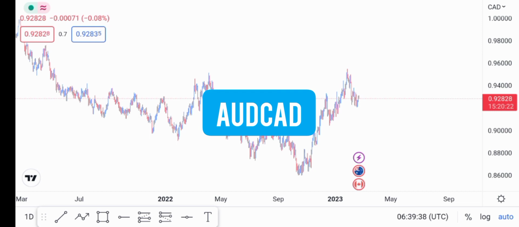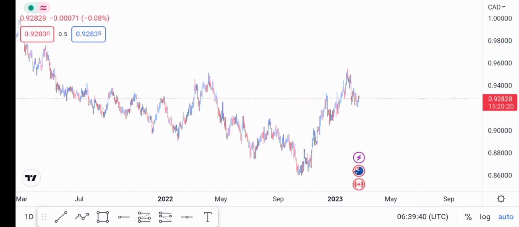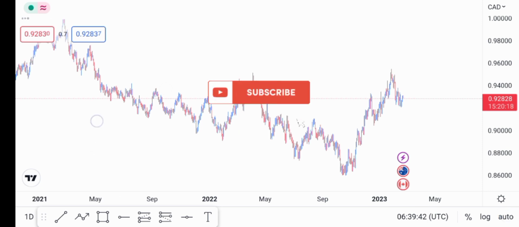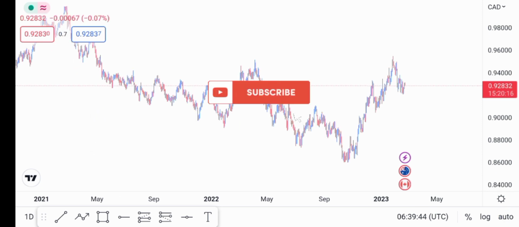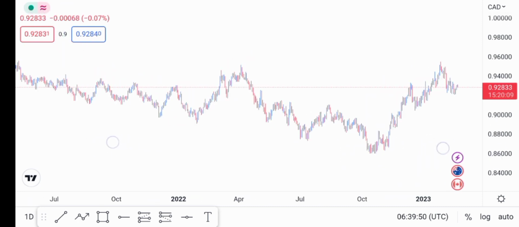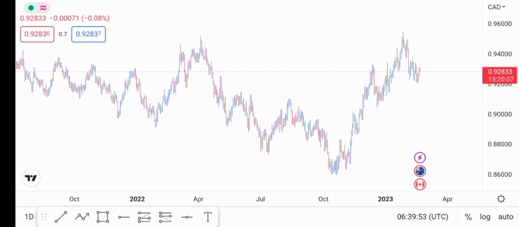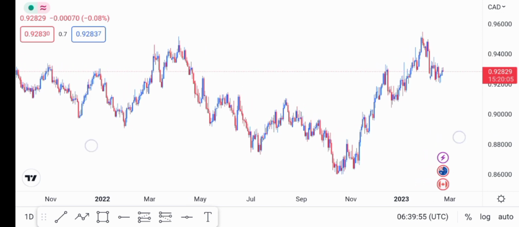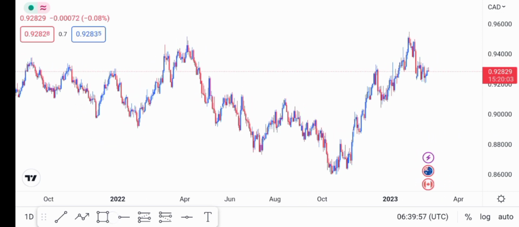So now we are on AUD CAD. I just got an email, someone saying please analyze AUD CAD for me. So you can just send me an email or comment down below which pair you want me to analyze. Then I'll definitely do so. So this is a request from y'all.